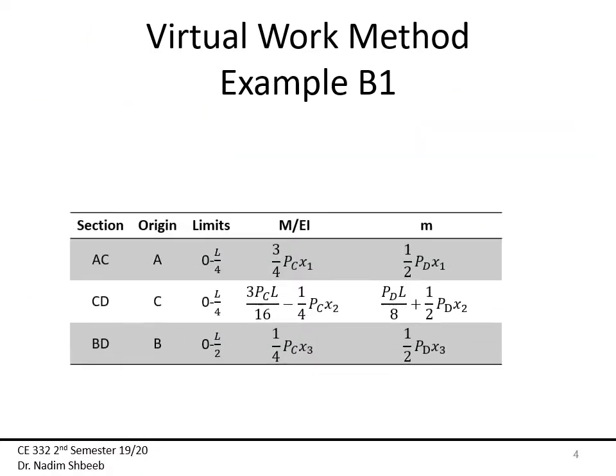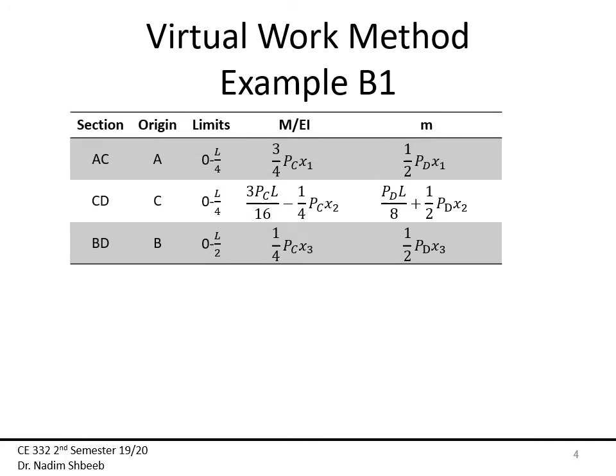So now with that, I'm going to prepare this table that I usually do for when I solve virtual work method, and in that heading I specify the section, the origin, the limits, the real M over EI function, and then the virtual moment function. I usually refer to the real moment as capital M, and for the virtual I always refer to it as small m. So this is just a nomenclature of mine. If you want to do something else, I really don't care.